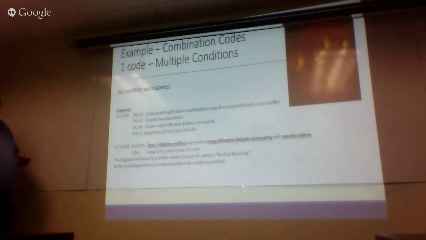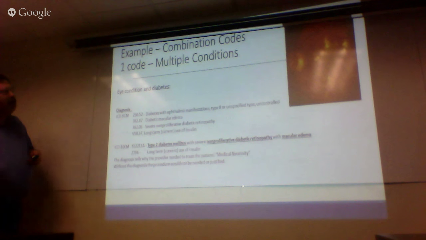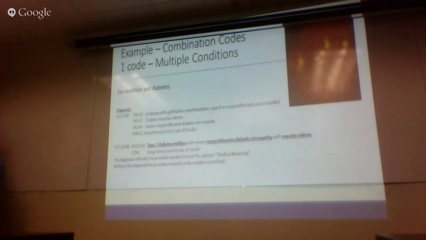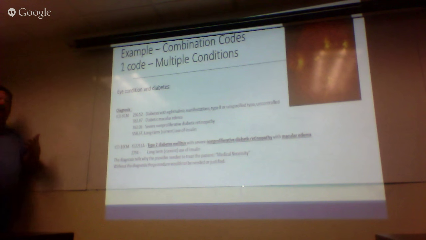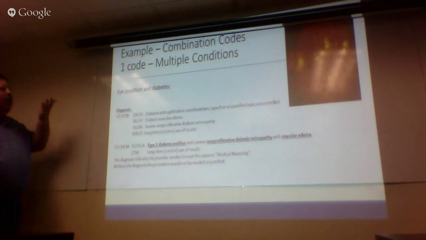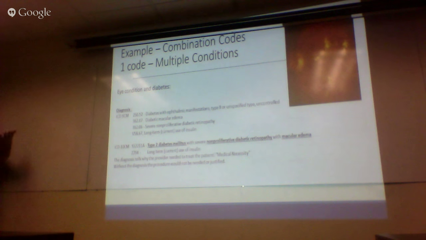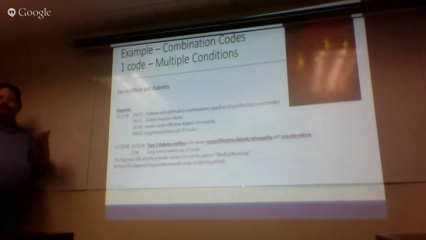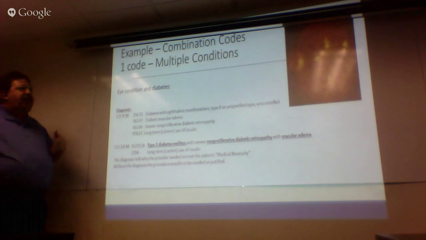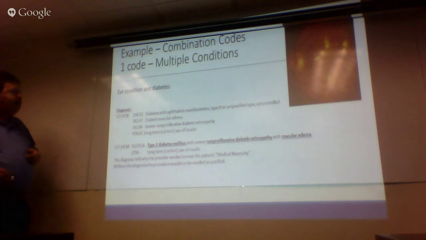This is a picture of my eye. No, not my eye. Mine's not quite that bad yet. This is an example of combination codes. Remember we talked earlier about combo codes? So at least 25% of all diabetics have eye conditions caused by the high levels of sugar and what it does to the retina, the vessels in the eye.